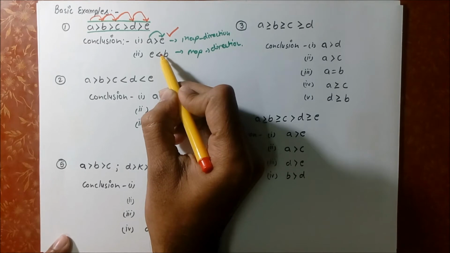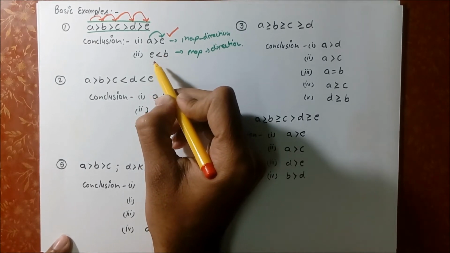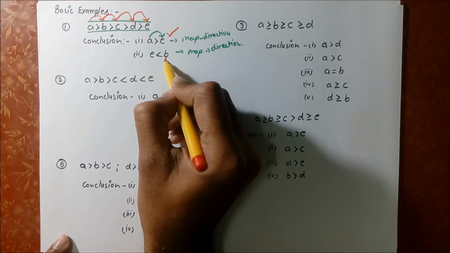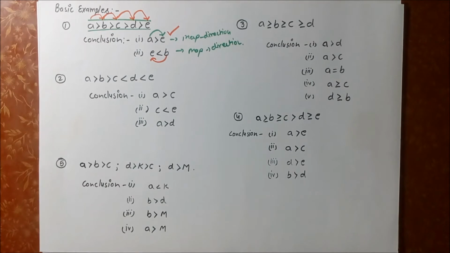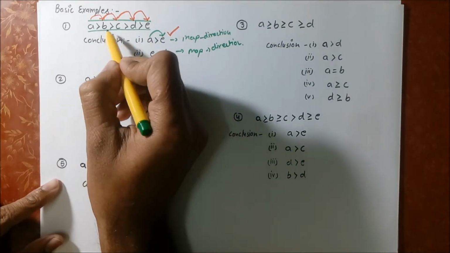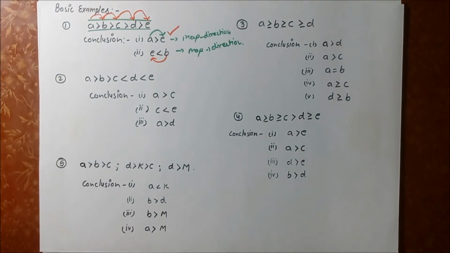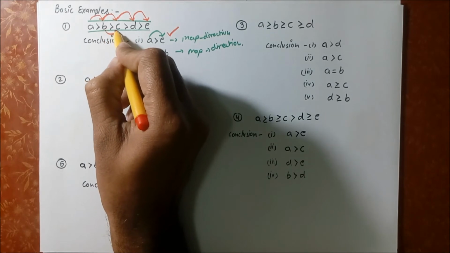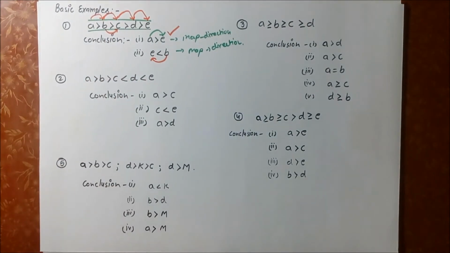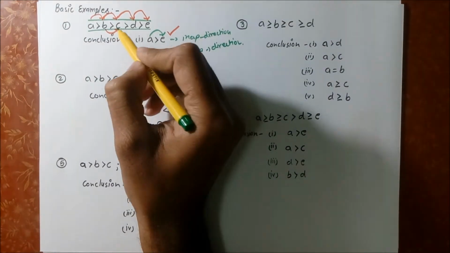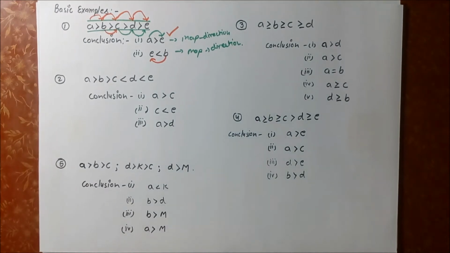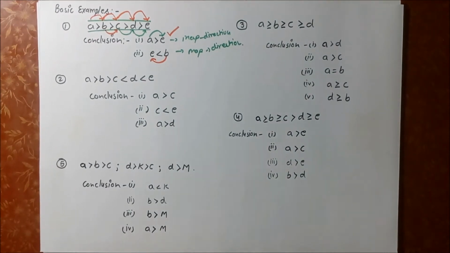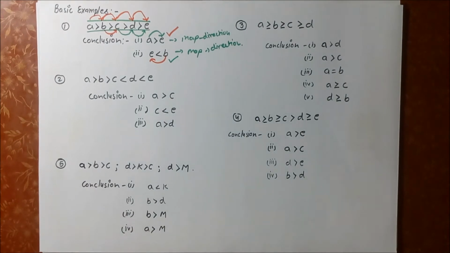Next one is E is less than B. In this the direction is reverse, so I have to check, can I go B to E? This direction is given, that I can go B to E according to the conclusion. B is here, so I will check B to C. Yes, I can go. C to D, yes I can go, the door is open. D to E, yes I can go, door is open. So both my conclusions will follow.